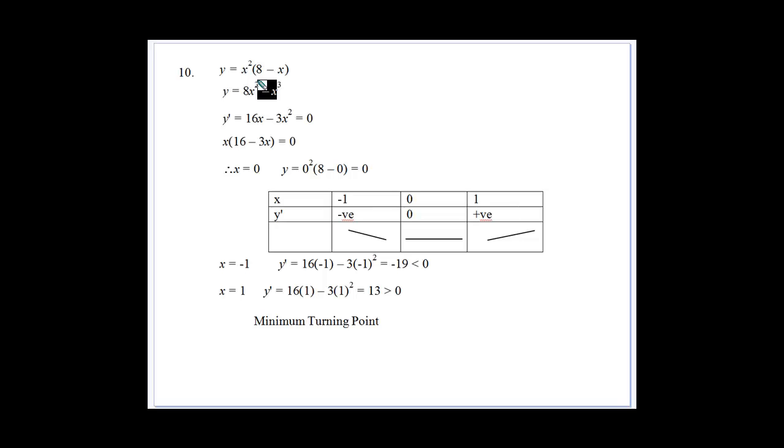So x squared outside of 8 minus x, expand it out to differentiate. Again, you could use the product rule, but it's a little bit harder. It's much easier to do it this way. Set it equal to 0. So x, that part there gives us x is equal to 0. And so it means it's going to be at the origin.